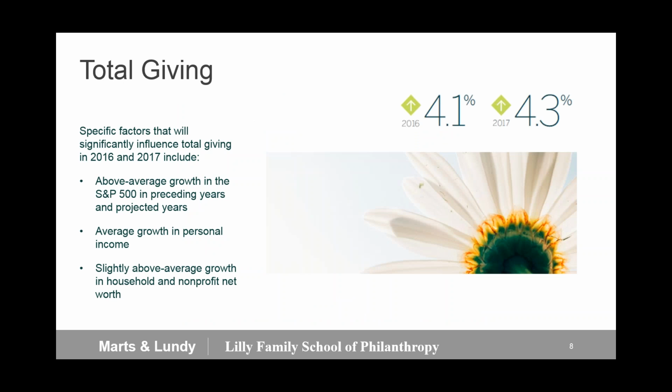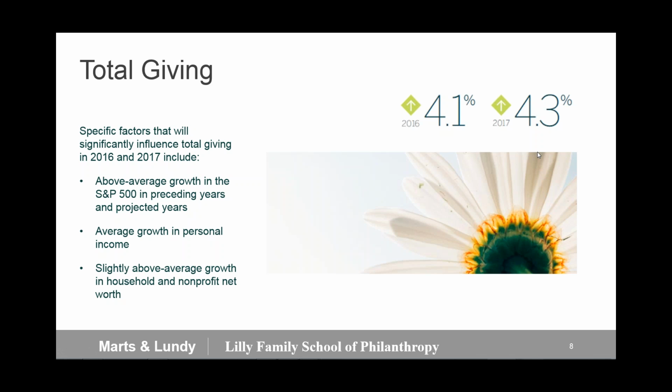Now let's turn to the overall giving numbers. Based on the results from the outlook, total giving is projected to increase by 4.1% in 2016 and 4.3% in 2017. The specific factors that will affect overall giving are, first, trends in the current year's stock market performance. That will affect giving by household as well as giving across the board. And generally, what we should note is that it's not just this year's stock market values that impact giving, but also past years as well.